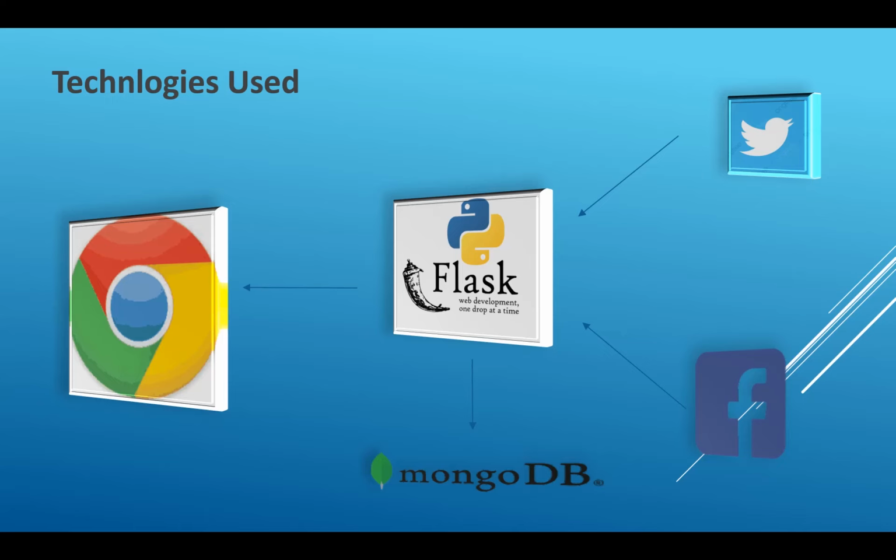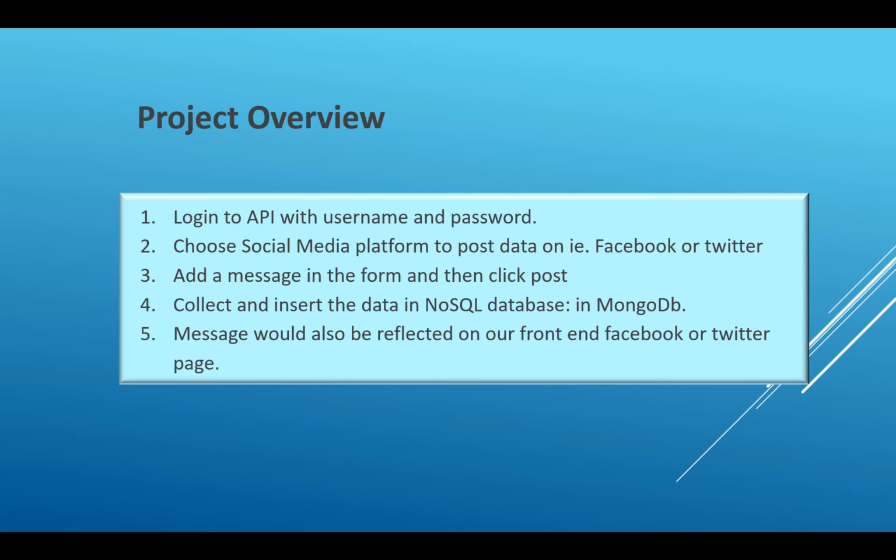We are using Firefox to present the front end, but one can also use Mozilla Firefox or any other browser. So, first of all, giving an overview, we need to log into our API with the username and password mentioned in the application. Then we choose one social media, either Facebook or Twitter, add any feed in the form, and simply click post.